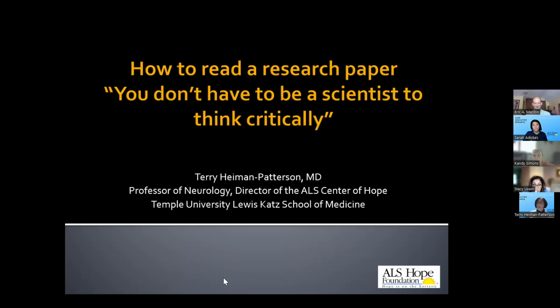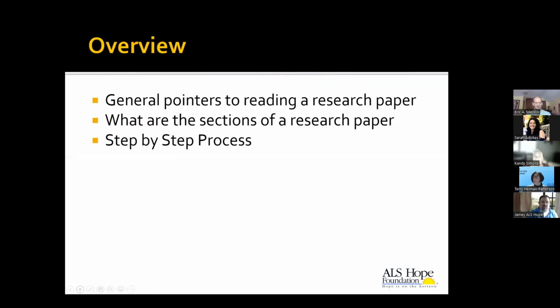We're going to talk about how to read a research paper. And you really don't have to be a scientist to think critically. I think that's an important concept. I always like to tell people what I'm going to talk about: some general pointers about reading a paper, what the sections of a research paper are, what you can expect when you get to a research paper, and then step by step, what you should do.